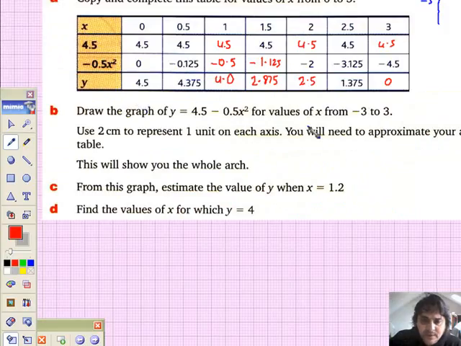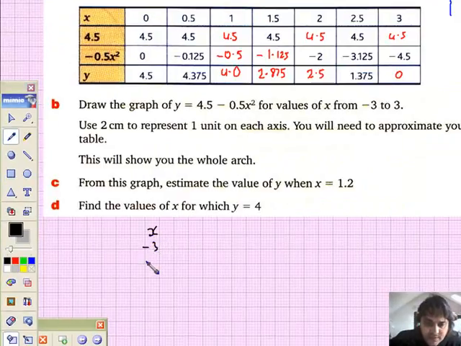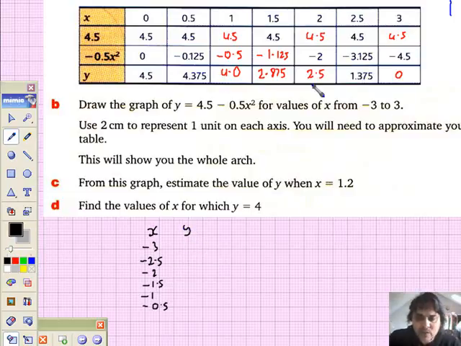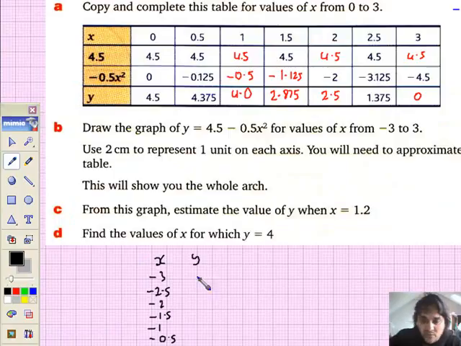So now I want to do a table to include all my minus values. So here I go. X, I'm going to go -3, minus 2.5, minus 2, minus 1.5, minus 1, and minus 0.5, just to get my values there. And my y values will be, starting with the 3, I've got 0 there, and my 2.5, I need to use that value there, so that'll be 1.375.